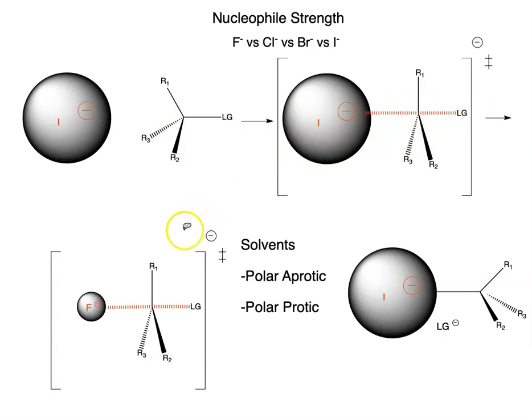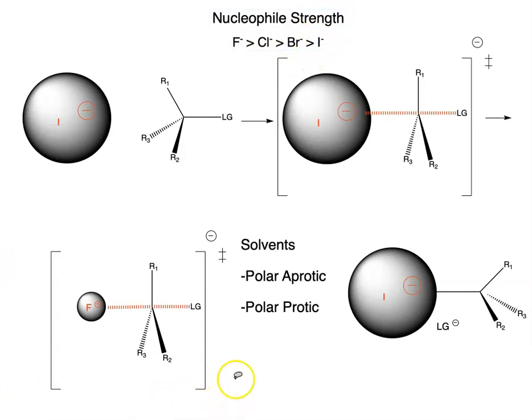In this case, the deciding factor is which of these 2 transition states is lower in energy. And in the case of the polar aprotic solvents, the transition state involving the fluoride ion is lower in energy than the transition state involving the iodide ion, so the reaction with fluoride goes faster. So in the polar aprotic solvent, the order of nucleophilic strength is fluoride is greater than chloride, is greater than bromide, is greater than iodide.